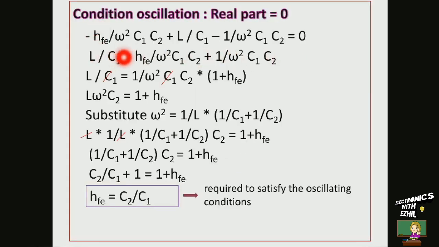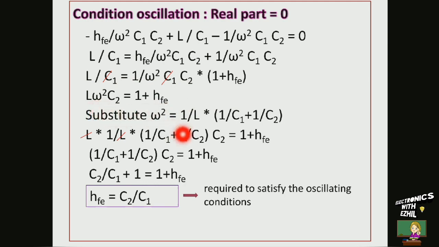This is the real part of the general expression, which we made equal to 0 to find the condition for oscillation. The first term and last terms are brought to the other side, so they become positive. We'll take 1 by omega square C1 C2 commonly out between this and this term. When it is taken out, it is written as 1 by omega square C1 C2 into 1 plus h of E. We'll cancel C1 on both sides and bring omega square C2 to the other side. Then we will write L into omega square C2 equal to 1 plus h of E.